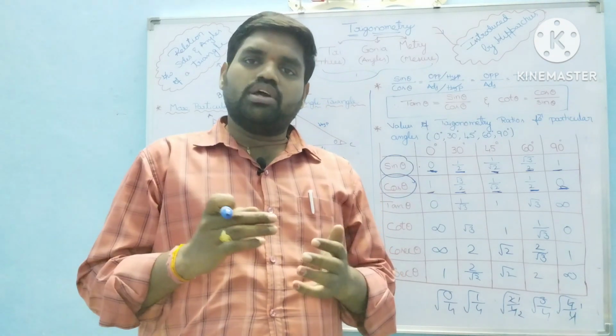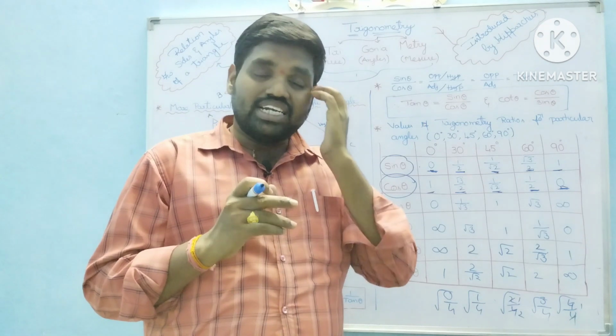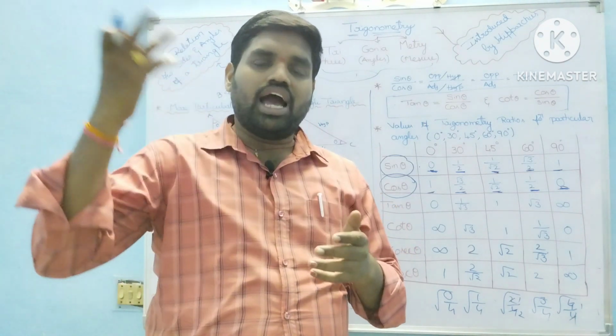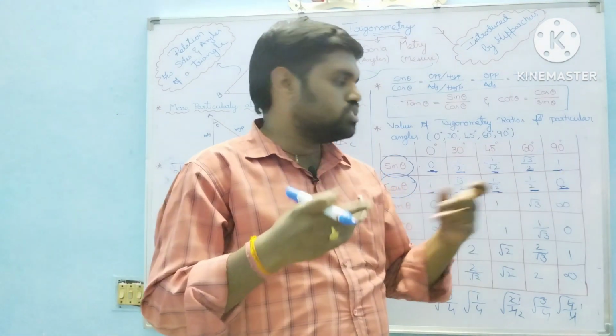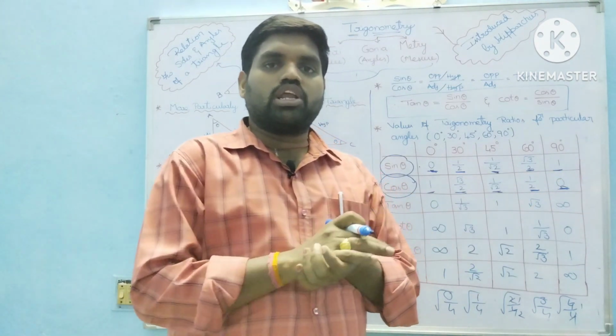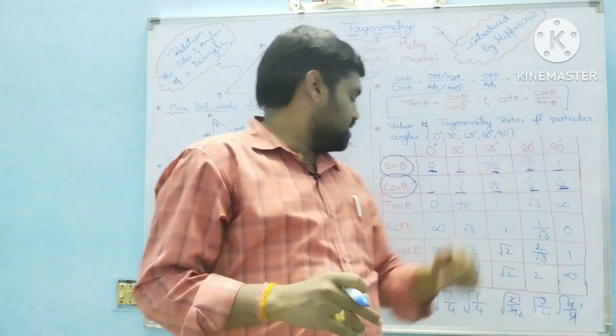Because in the denominator, when the value decreases, the value becomes higher. So when the denominator decreases to 0, you cannot find the value. So that's why 1 by 0 is undefined.